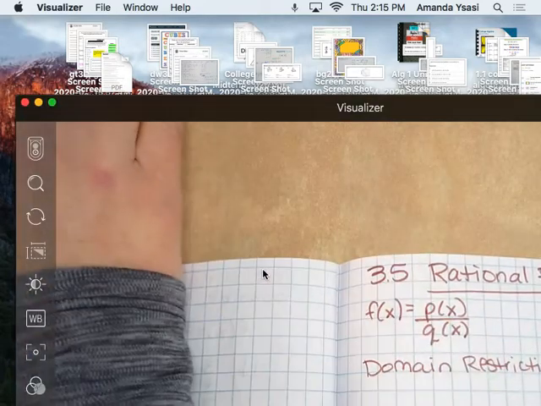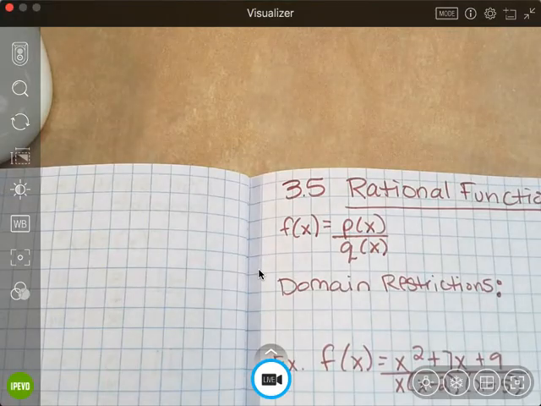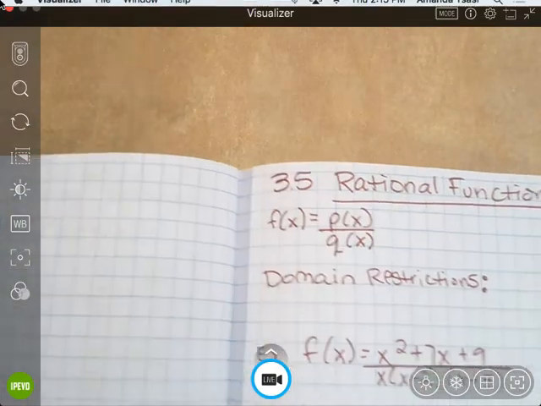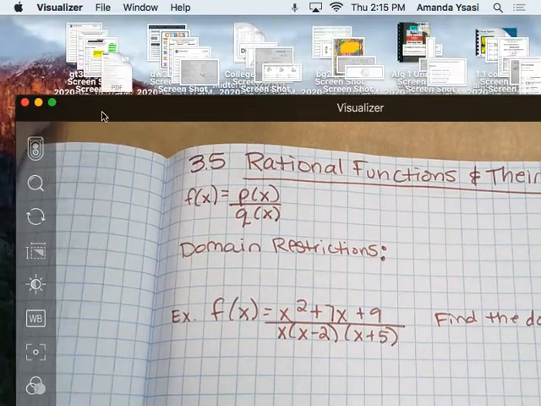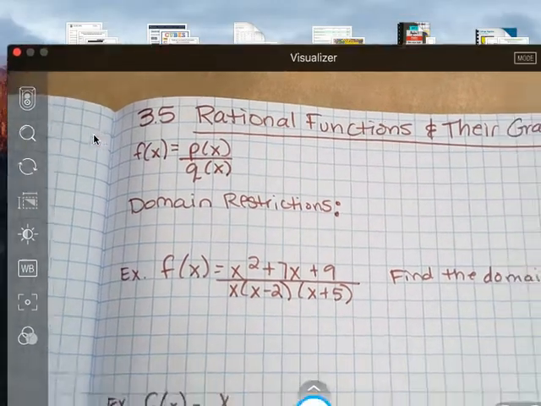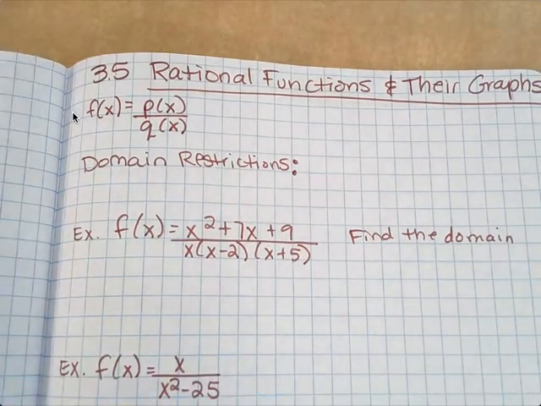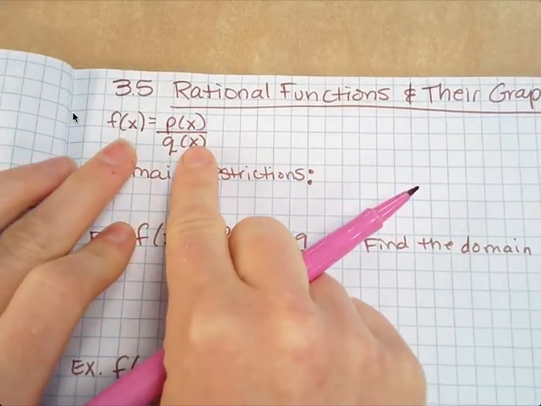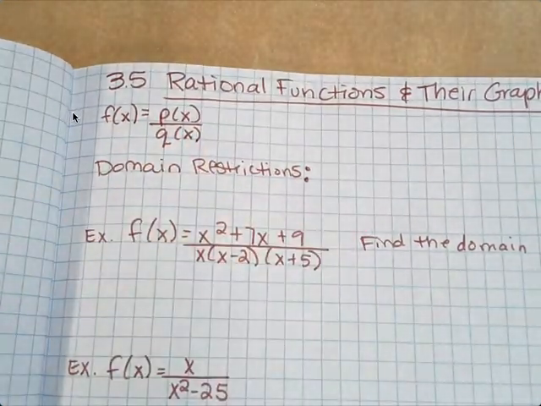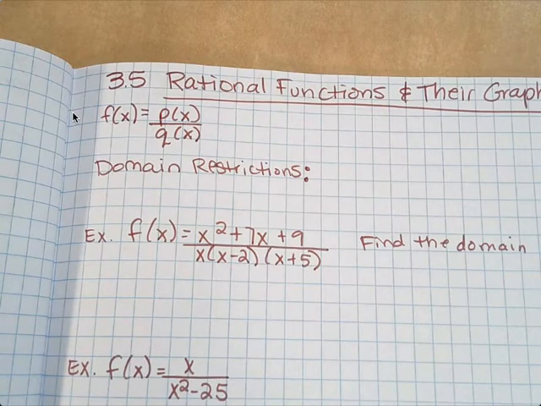3.5 is about rational functions. And for rational functions, I'm going to want you to work these out on paper rather than just graph it in the calculator and move on, because you need to know how to actually graph it without the calculator. So our rational functions are p of x over q of x. That is what our rational function will look like.